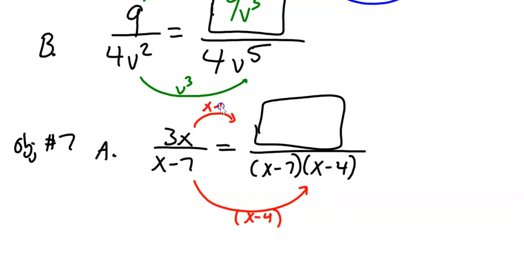Same thing here, just put in an x minus 4. And you don't have to do distributive property, you just put the number in there and that's all you have to do. So that's going to be 3x, x minus 4. That's it. So whatever they did extra on the bottom over here, you did the same thing on the top.